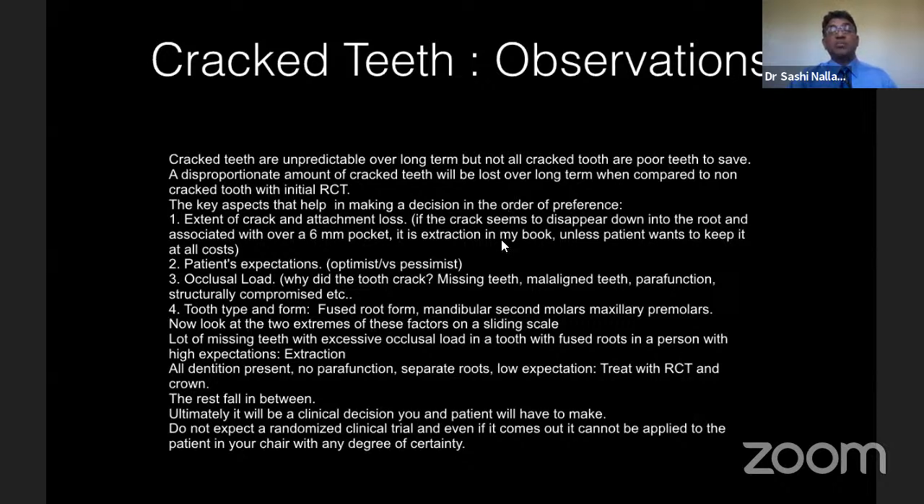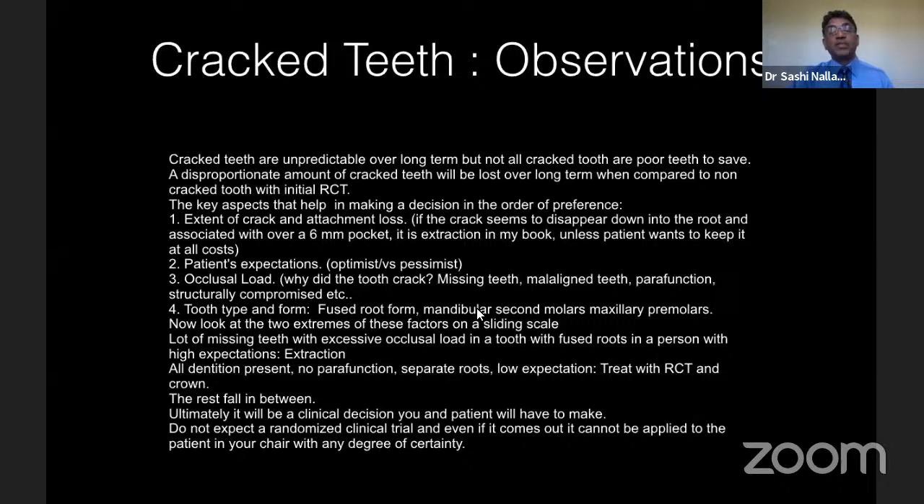But the key aspects in making the decision, in order of preference, are: what's the extent of the crack and the attachment loss? If the crack seems to disappear down into the root, associated with over a 6 millimeter pocket, it is extraction in my book, unless the patient wants to keep it at all costs. You need to gauge what the patient expectations are. Is the patient an optimist or a pessimist? Is their glass half full or half empty?